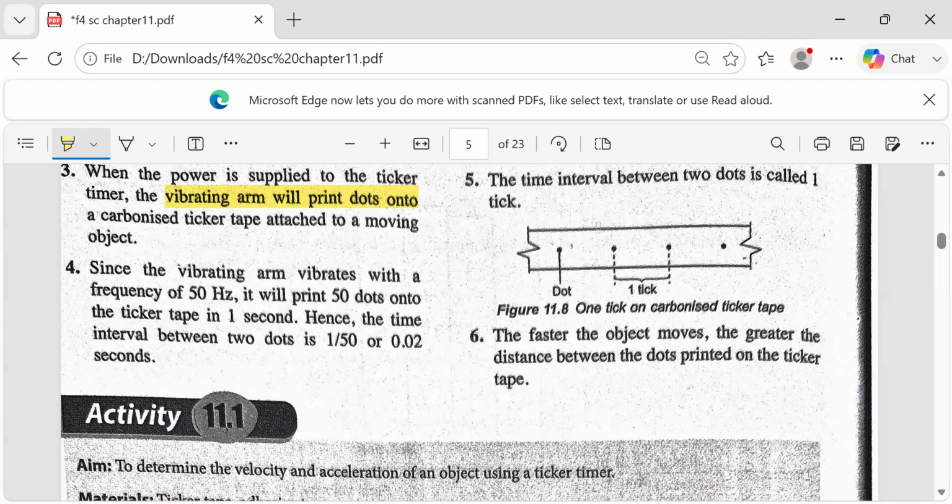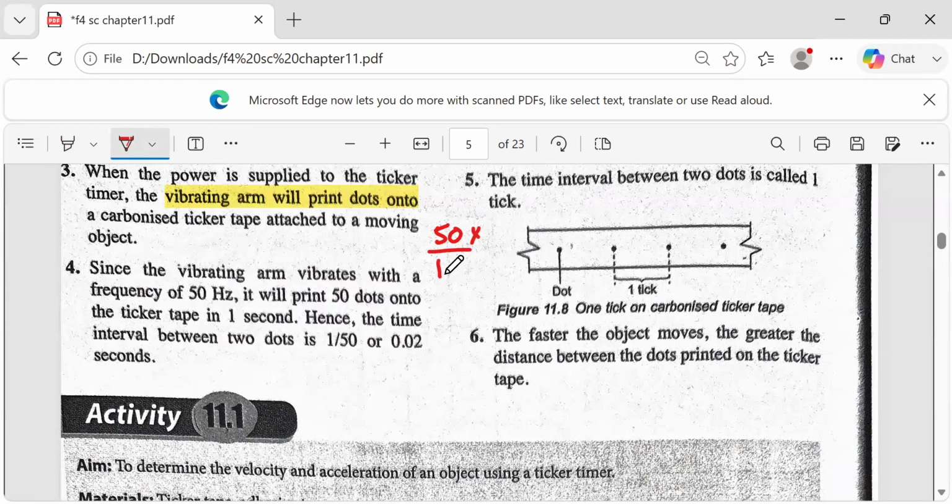So in 1 second, 50 hertz. Hertz means how many times per second? So it's 50 times per 1 second. So every dot is 0.02 seconds. Can you understand why? The faster the object moves, the greater the distance. So this is called one tick. One tick is between two dots. So the distance between two dots, the time is 0.02.